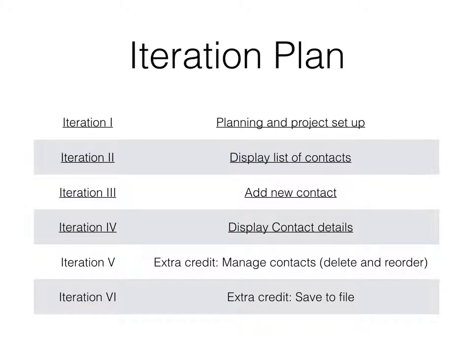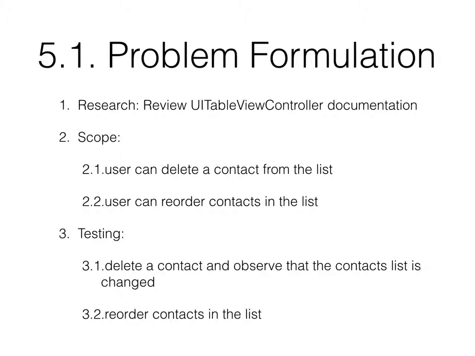So with respect to where we are, we completed the required parts, iteration 1 through 4. And in this iteration 5, the extra credit or optional, we will learn how to delete and reorder the contacts inside the list. So in the app development process, we have the problem formulation as step 1, solution formulation as step 2, and solution implementation as step 3.